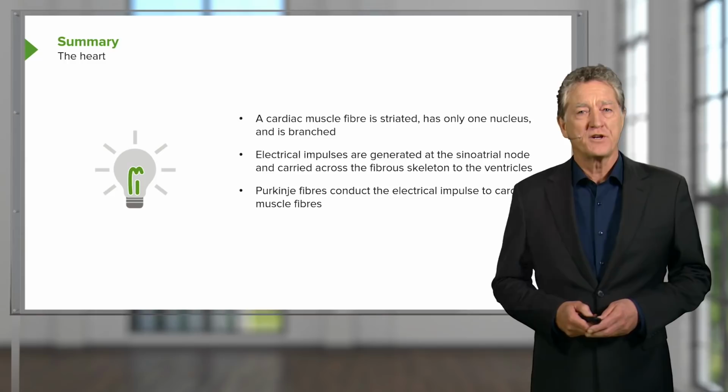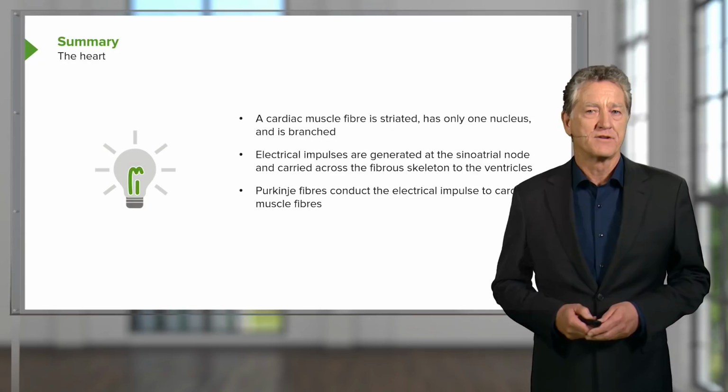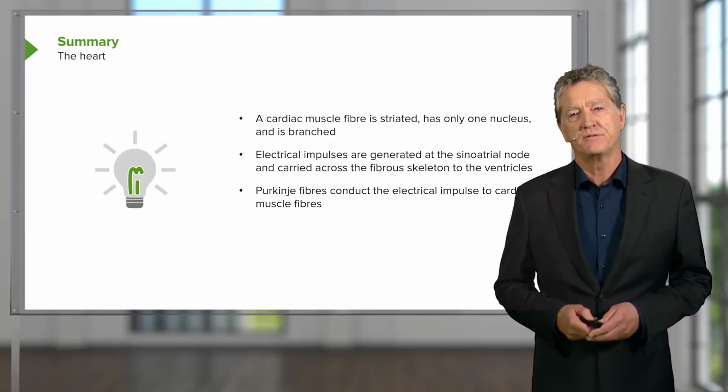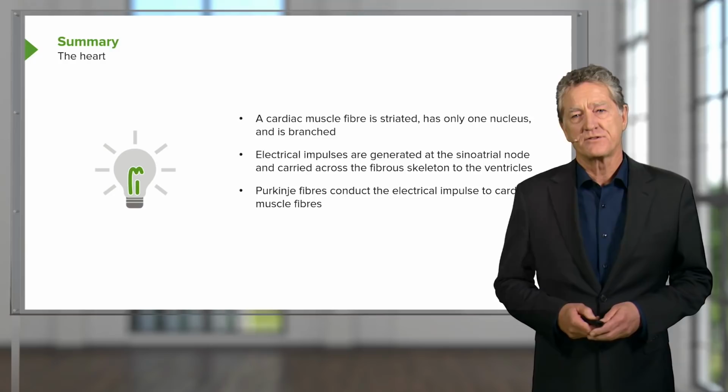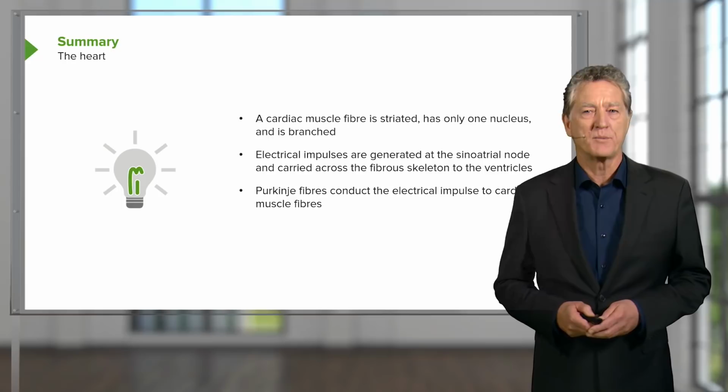Cardiac muscle has only got one nucleus. It's striated. It's branched. It's arranged and joined end to end with other cardiac muscle fibres by intercalated discs, which contain adherent junctions to make sure they're bound very tightly together. But also they contain gap junctions to enable transmitters, messengers, ions to go from one cell to the other, and importantly bring about a sequential contraction of cardiac muscle.